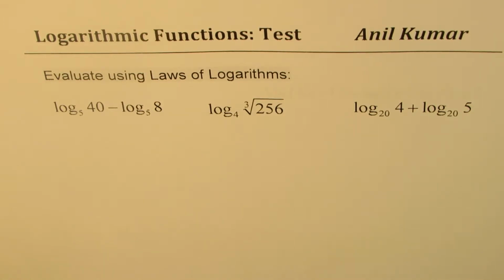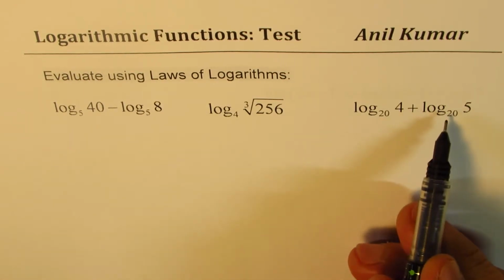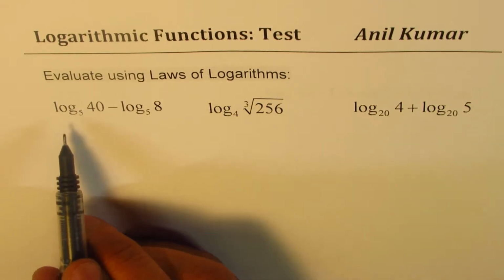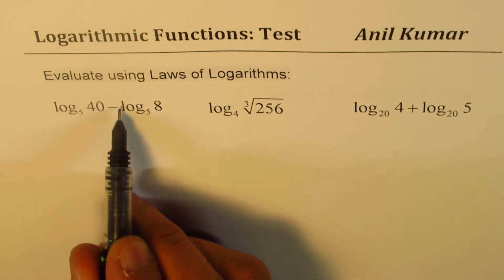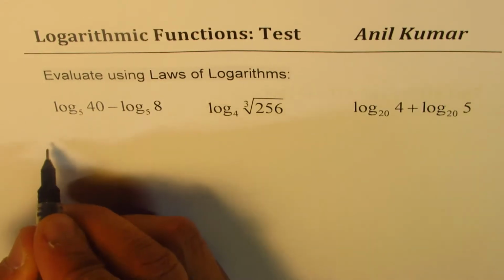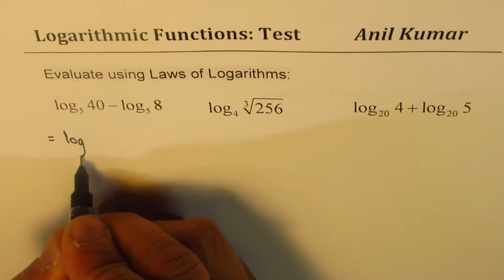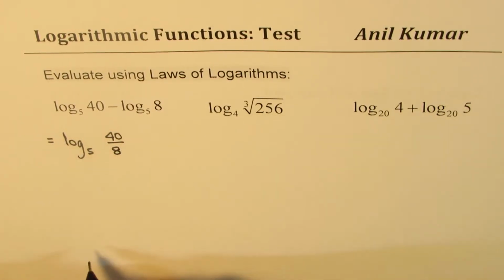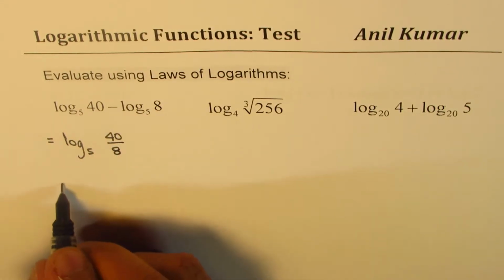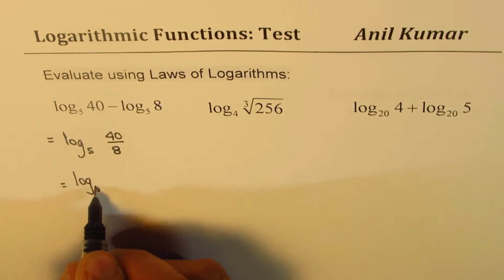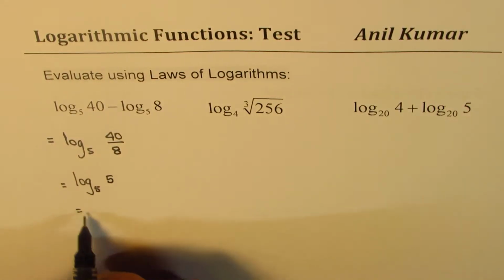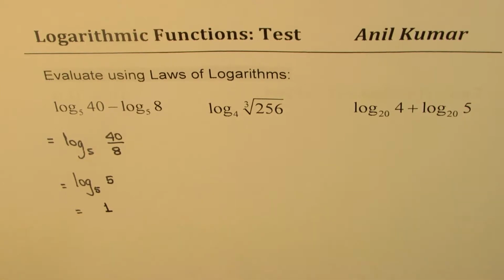So whenever you have take away, that means division, that is multiplication, right? And this is power. So these are the three laws being used. The first one here is log to the base 5 of 40 minus log to the base 5 of 8. We could write this as log to the base 5 of 40 over 8, right? So that is the quotient law. So we just divide these numbers. So what we get here is log to the base 5 of 40 divided by 8 is 5, and log 5 of 5 is 1, right?